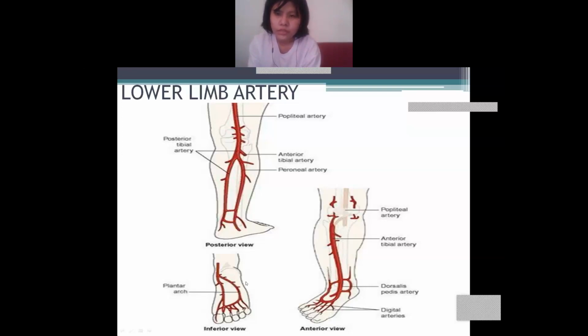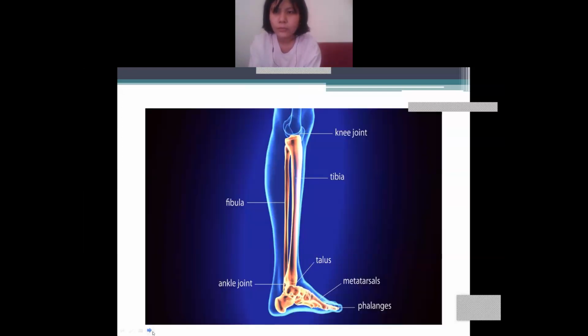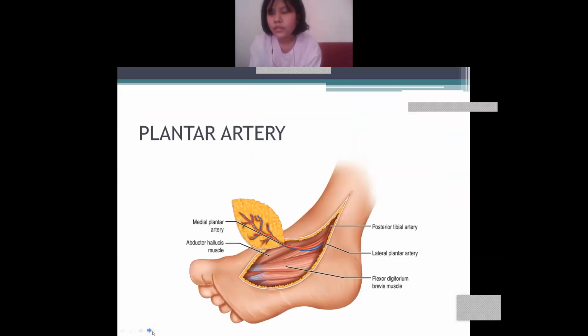Now let's come to this portion, that is the inferior side, meaning downside. Inferior means down. Okay, so in the inferior side, what will you find? This is your feet, right? So this artery, this portion, this inferior side, is known as the plantar artery. Let me show you this one, plantar. It is in the sole of your feet.